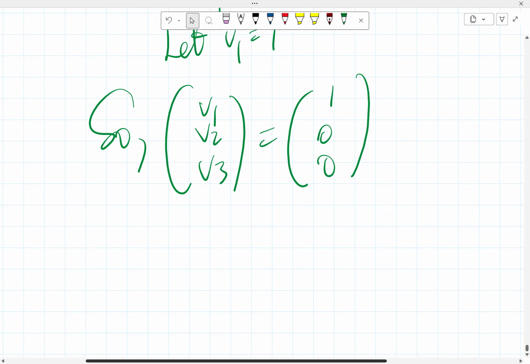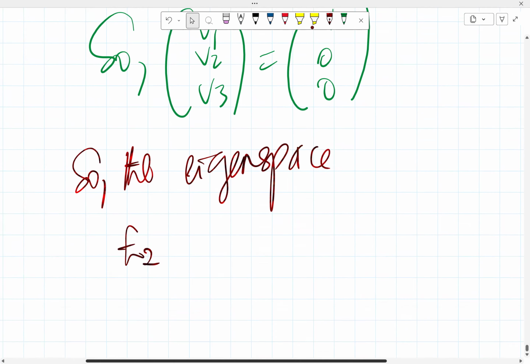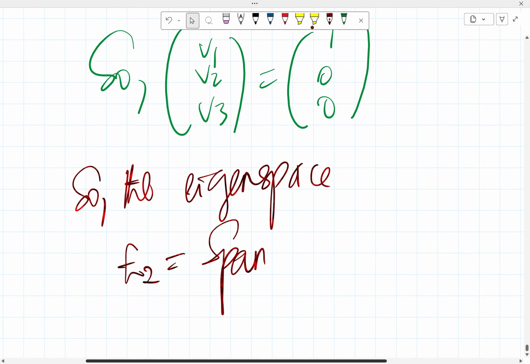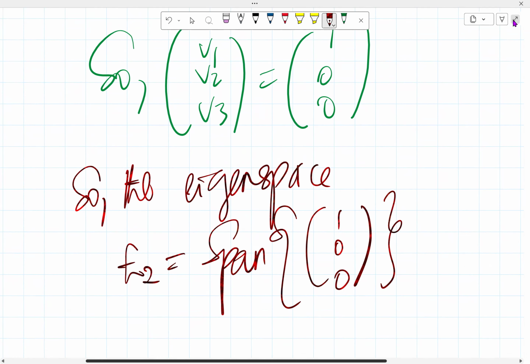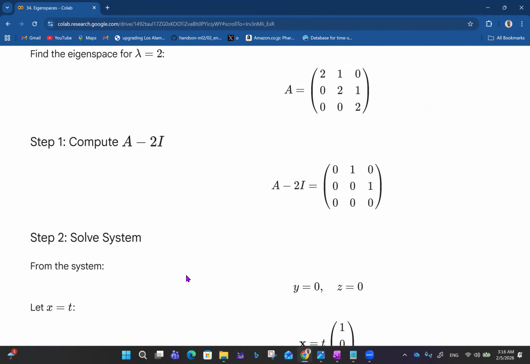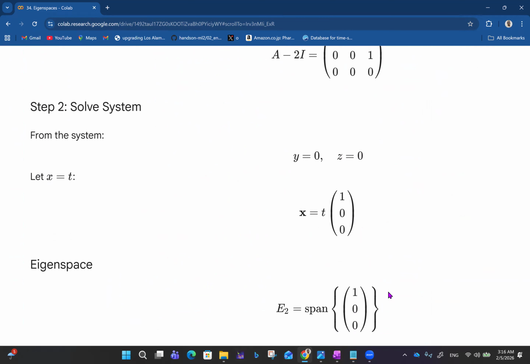So we can say that the eigenspace E2 spans the span of that 1, 0, 0, basically. So eigenspace is just another special way of writing your eigenvectors as a span, right? So you just say the eigenspace E2 spans 1, 0, 0, basically.